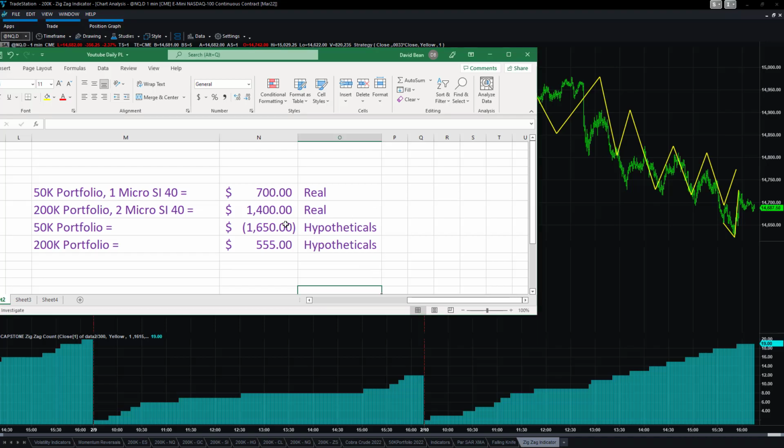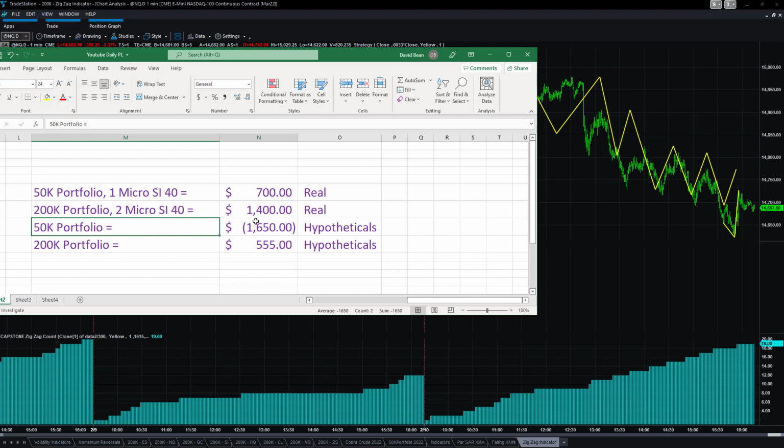Going over the trades on the day, plus 700 on the one micro stock index portfolio. Two micros were up about 1,400 in the 200K. This is what we're trading. We're trading the stock index portfolio with 1 micro on the 50K portfolio. We're trading it with 2 micros on the 200K portfolio.